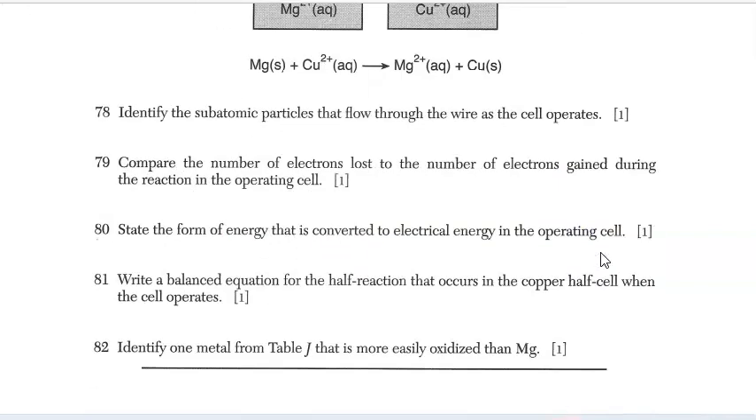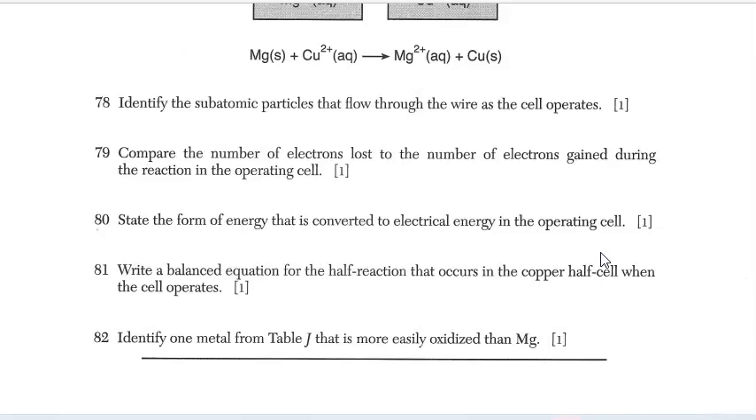All right, let's go to the last couple here. 80, state the form of energy that's converted to electrical energy in the operating cell. Well, the form of energy that's converted to electrical energy is chemical energy. You could have said chemical energy or chemical potential energy. All of those would work for 80. For 81, write a balanced half reaction that occurs in the copper half cell when the cell operates. You're pretty much given the answer up here in the overall net equation.